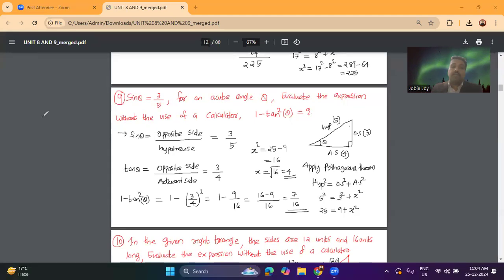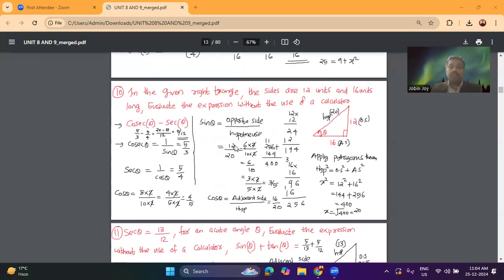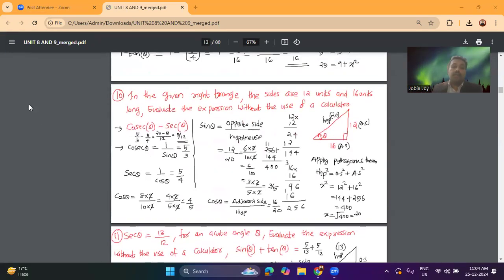Then question number 10. In the given right angle triangle, the sides are 12 units. Okay, so this side is 12 units and 16 units. The adjacent side is 16 units. Evaluate the expression cosec theta minus sec theta. So in the figure, it is given that this side is 12 and this side is 16. You have to calculate cosec theta minus sec theta.